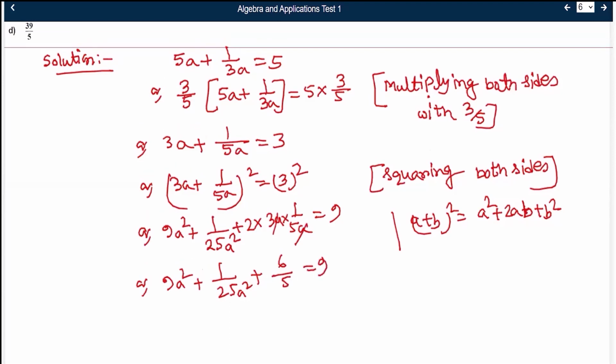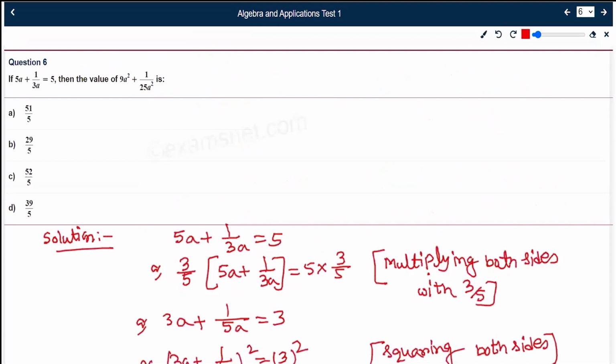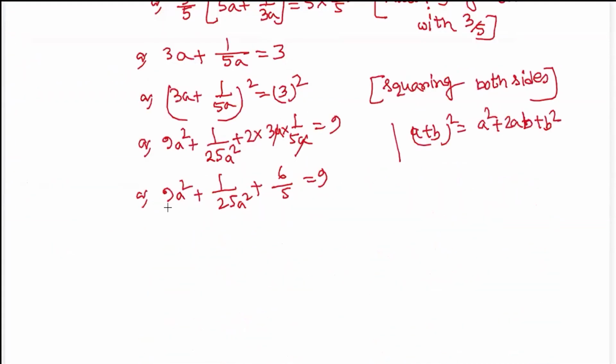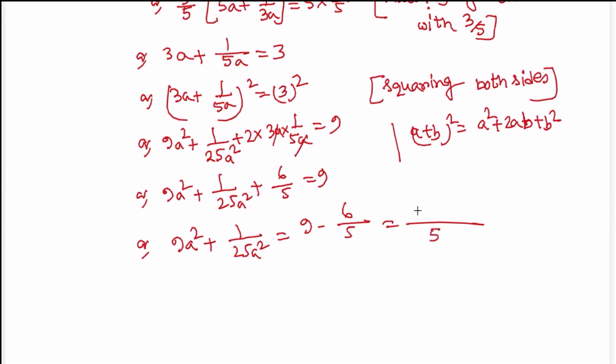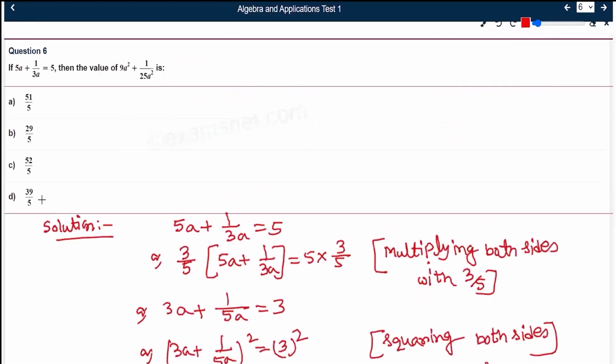Look here, we have already got the expression 9a square plus 1 by 25a square in our calculation. We just would like to bring this 6 by 5 to the other side, and let's do the subtraction of these two numbers. It becomes 45 minus 6, which means 39 by 5. So it means option D is the correct answer.